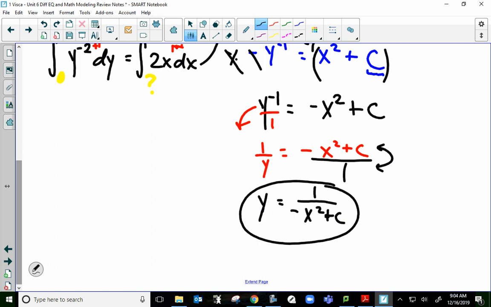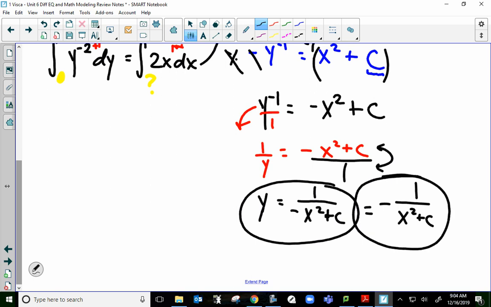Y would equal, it's a fraction, 1 over negative x squared plus c, or sometimes they'll pull that negative out front. It might be 1 over x squared plus c, negation, whatever. It doesn't matter in this case, because the constant is still going to be plus a c. Bam. There you go. Nice. I like it. I like it a lot.